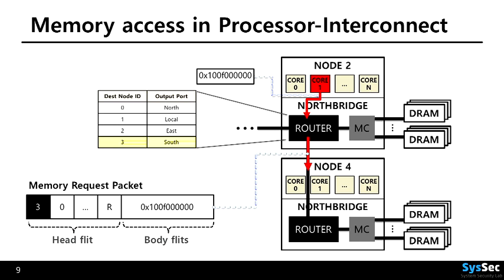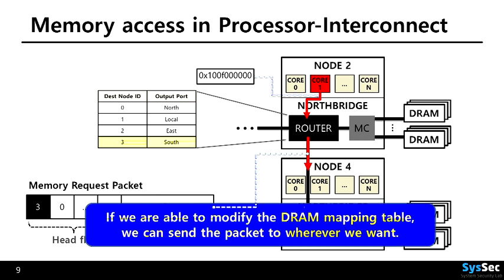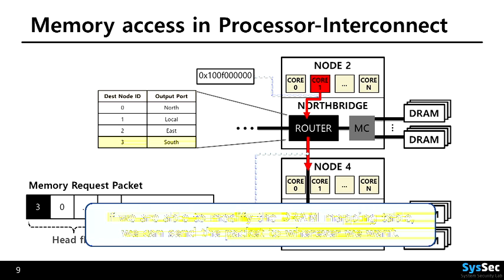Here, the intuition is that the router only looks at the destination in the packet. So if we are able to change the packet, we can send the packet to wherever we want. As mentioned before, the packet is created from the DRAM mapping information. So if we are able to modify the DRAM mapping table, we can send the packet to wherever we want.